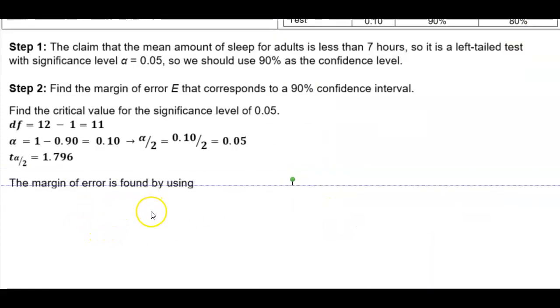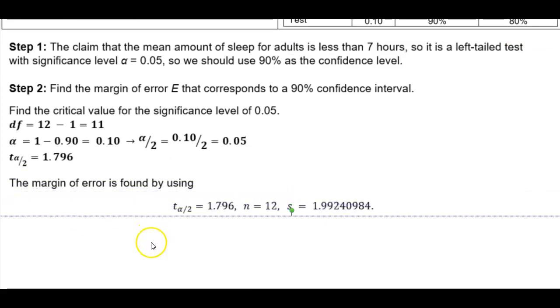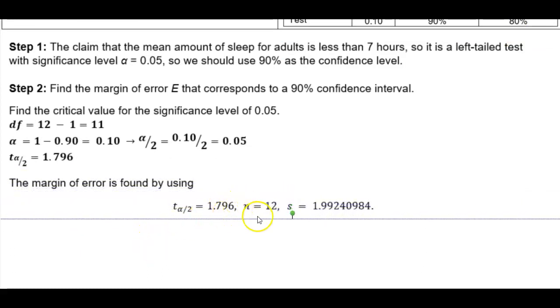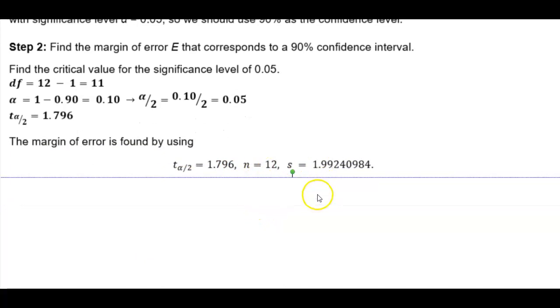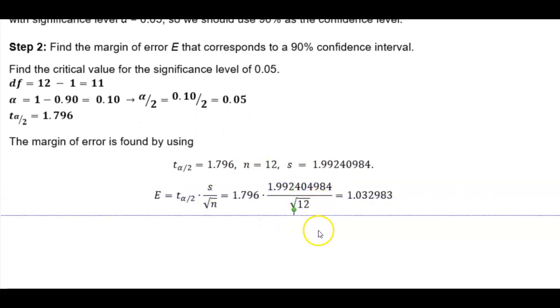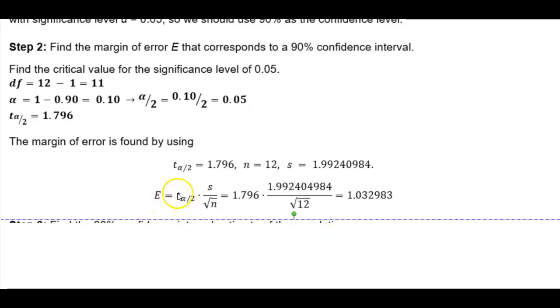Okay, now that we have our critical value, we can find the margin of error by the following. So we have our critical value, we have our sample size, and we have the sample standard deviation. And recall that the formula for the margin of error is equal to the t critical value times the sample standard deviation over the square root of the sample size. So we found the critical value to be 1.796. And then we're going to multiply it by the sample standard deviation of 1.992404984. And then we're going to divide that by the square root of the sample size, which is 12.